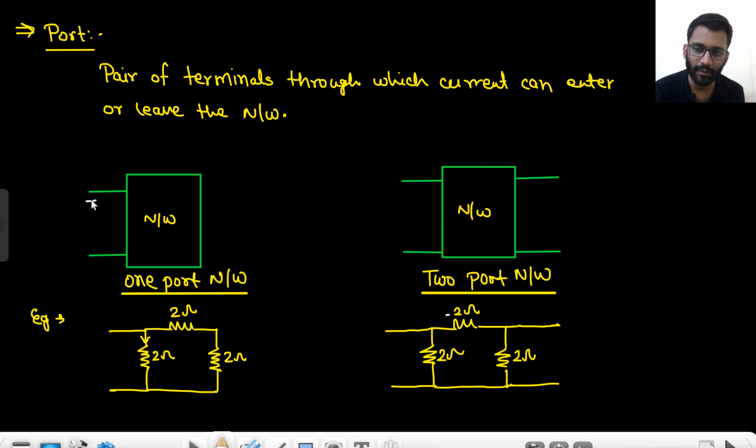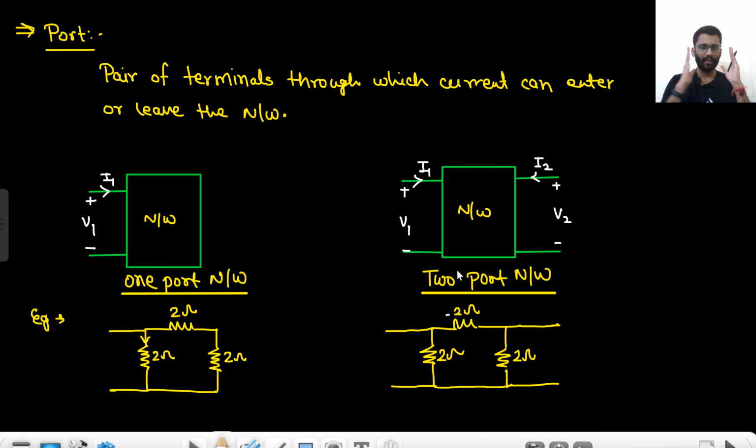Let's just assume I apply a voltage V1 here. So I will get a current I1 out of it. So that means it is a one port. Now here I can apply a voltage V1 and get a current out of it, right? Also I can apply a voltage V2 here as well and again get a current out of it or into it. So in a two port network I have two ports where I can apply voltages. In a one port network I have only one port.